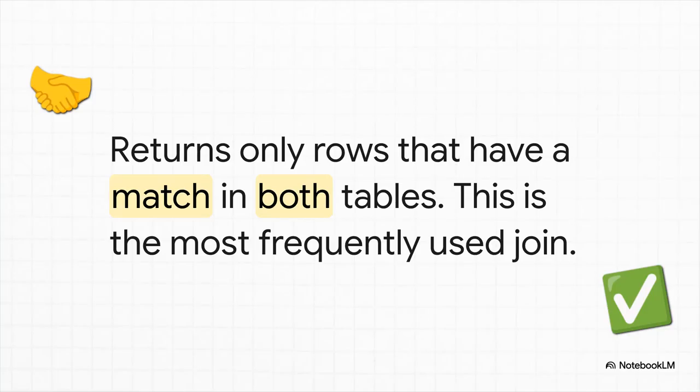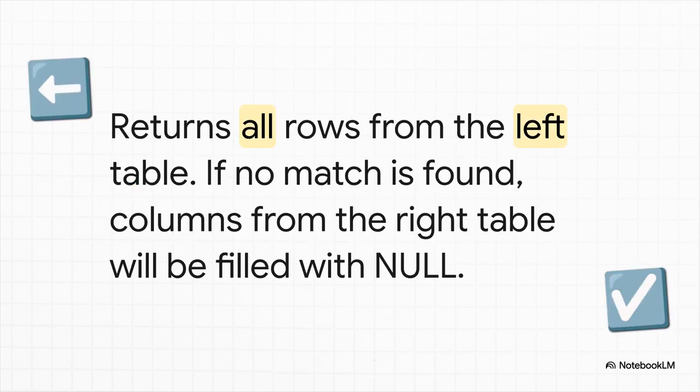First up, the inner join. This is your workhorse. It's the most common join you'll probably ever write. The easiest way to think about it is like a Venn diagram. You've got 2 circles. The inner join only gives you that little bit of overlap in the middle, the rows that have a perfect match in both tables. So if you join customers to orders, you'll only get customers who have actually placed an order. No match, no entry.